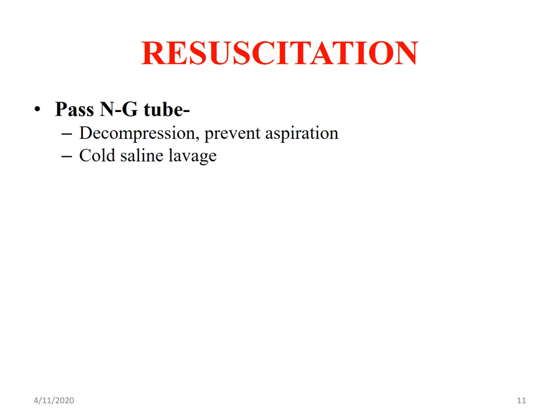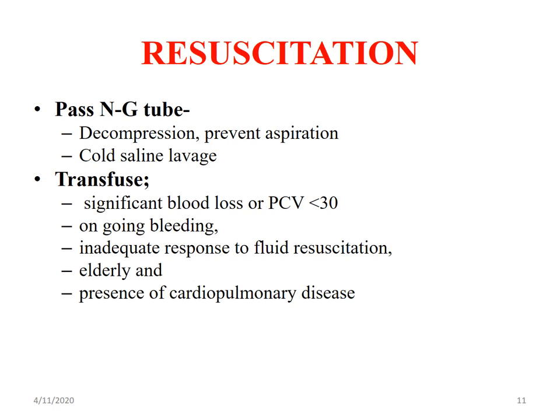Then I give the patient a cold saline lavage, and later on I will give a blood transfusion. A transfusion has a special indication. Not all patients with upper GI bleeding should be given blood transfusion. The first indication is when there is a significant blood loss, or a PCV less than 30, or ongoing bleeding or inadequate response to fluid resuscitation, and in elderly patients and the presence of cardiopulmonary disease. All those patients are indicated for blood transfusion.